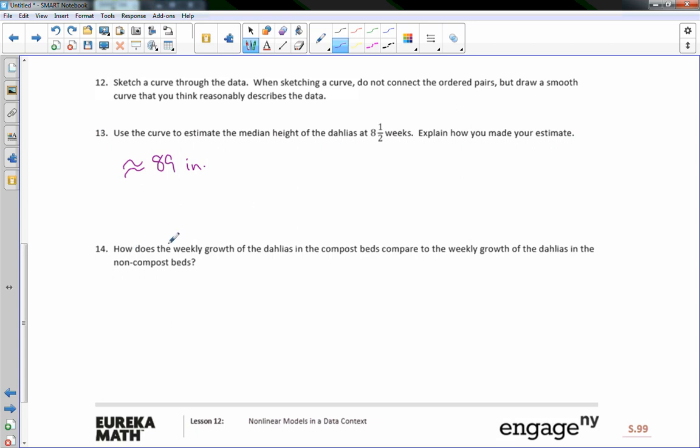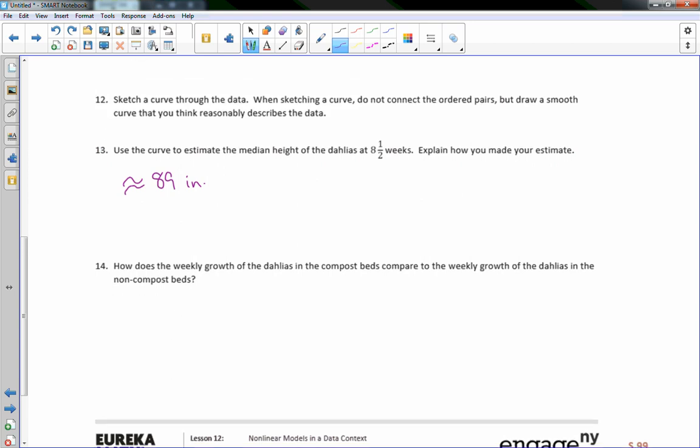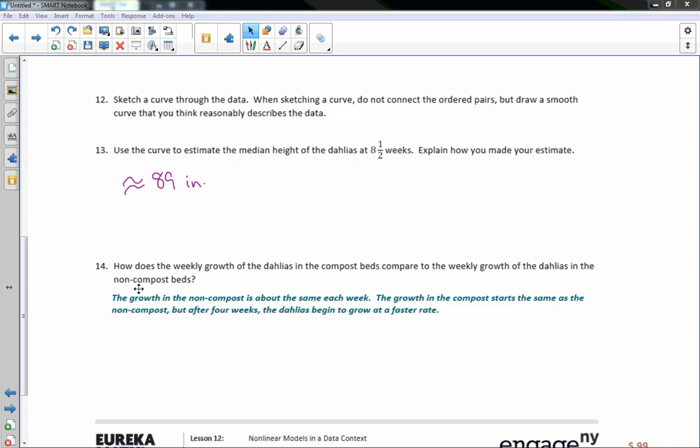Number 14 says, how does the weekly growth of the dahlias in the compost beds compare to the weekly growth of the dahlias in the non-compost beds? Okay, that one I'm going to bring in as a text. Okay, so the growth in the non-compost is about the same each week. It looked like it was pretty consistently linear. The growth in the compost starts at the same as the non-compost, but after 4 weeks, the dahlias begin to grow at a faster rate.